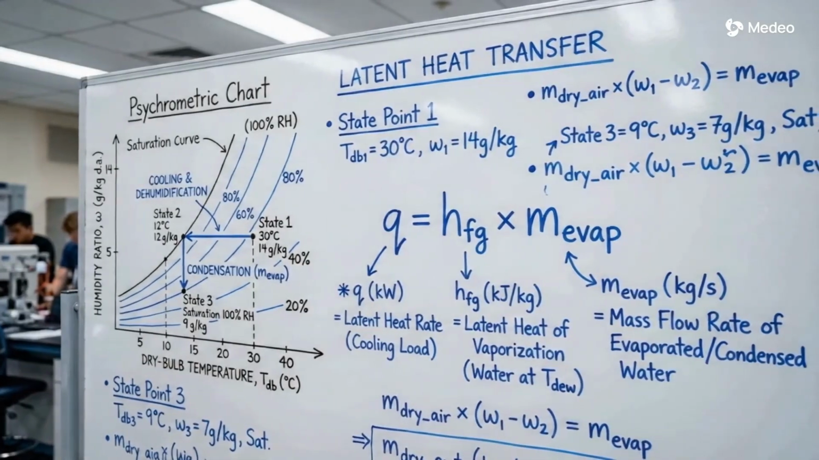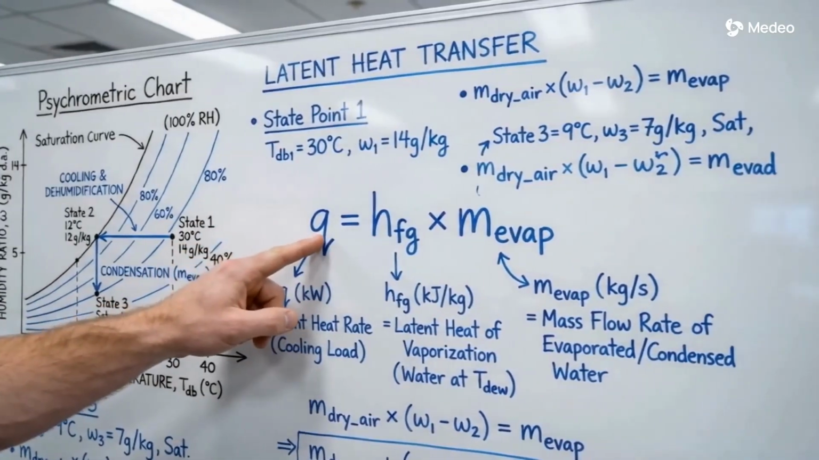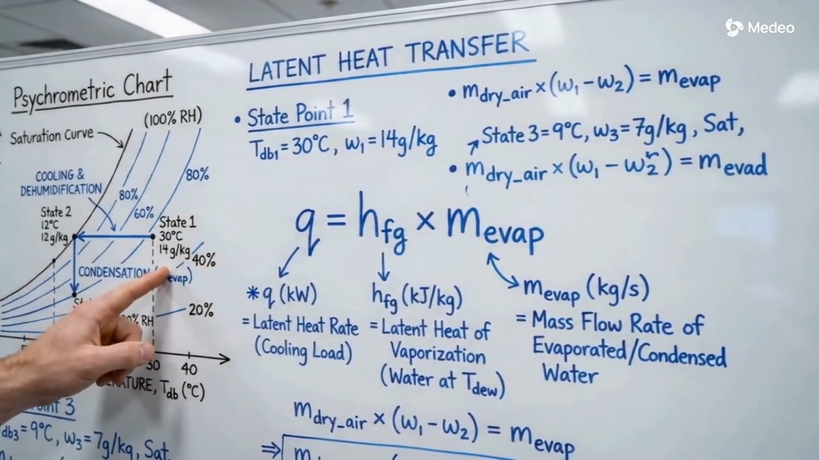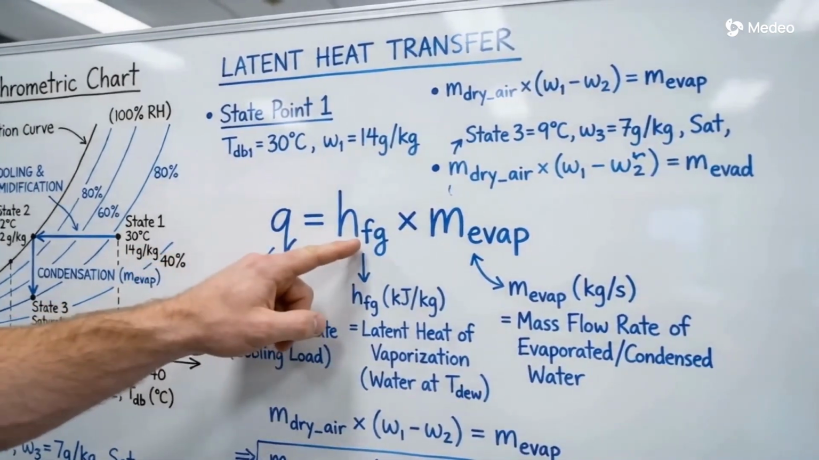This is a direct application of thermodynamics and energy balance. The amount of heat removed is equal to the latent heat of vaporization times the mass of evaporated water. This is shown in the equation, Q equals h_fg times m_evap.